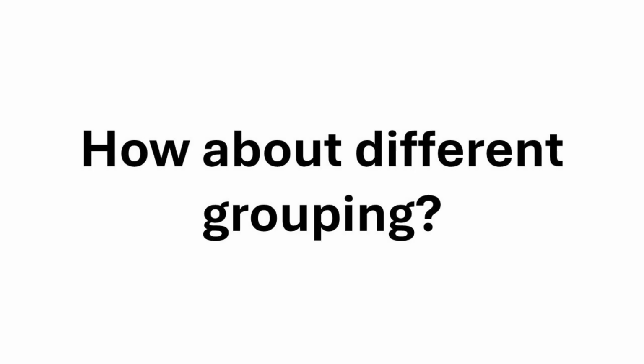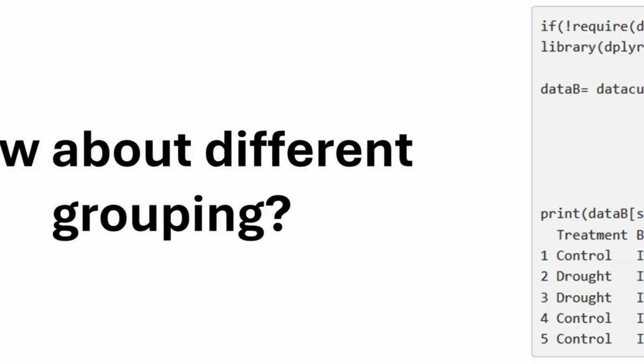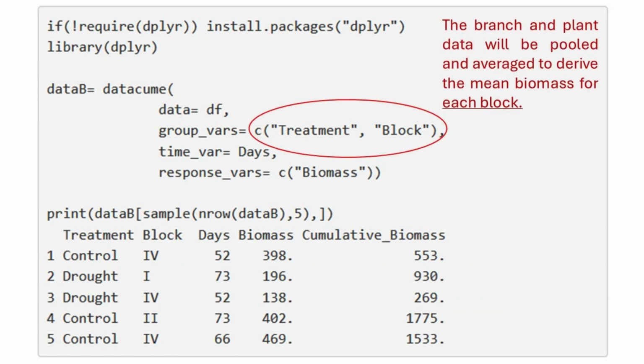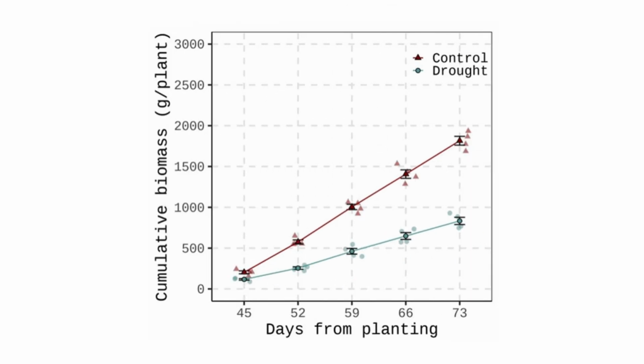In the previous case, I calculated the average biomass of branches within each plant. Now, I'll calculate the average biomass across plants to reduce data variability. This means the data will be grouped by treatment and block. If I create a figure based on this group dataset, it will look like the example below.